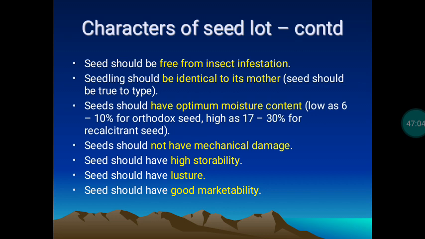So here the point is, if you are going to store your seed for a longer period of time, you have to reduce the metabolic activity of the seed material. When metabolic activity is reduced, automatically the seed will survive with minimum respiration and related activity alone. If it is so, the energy is conserved. The conserved energy will be slowly utilized for its survival, as well as at the time of germination also.